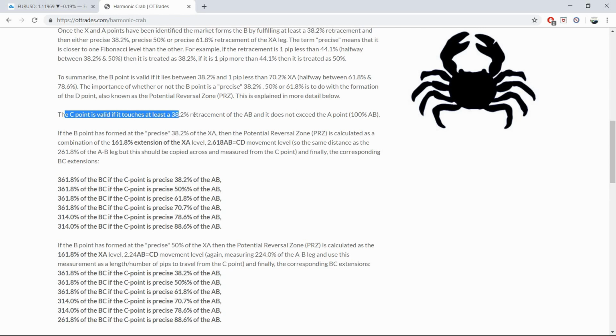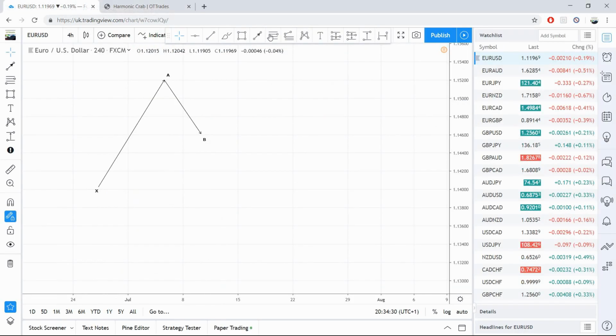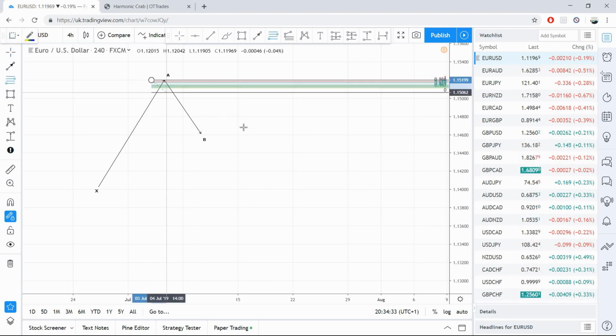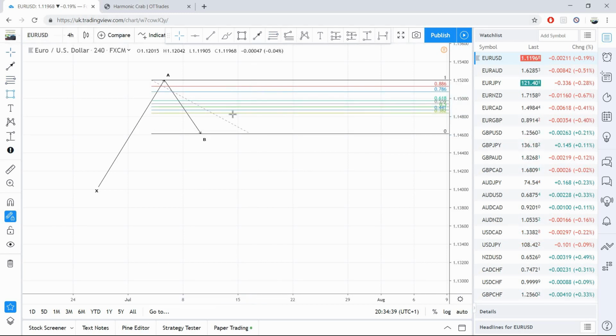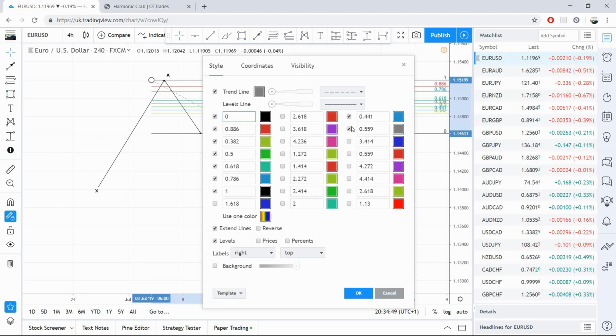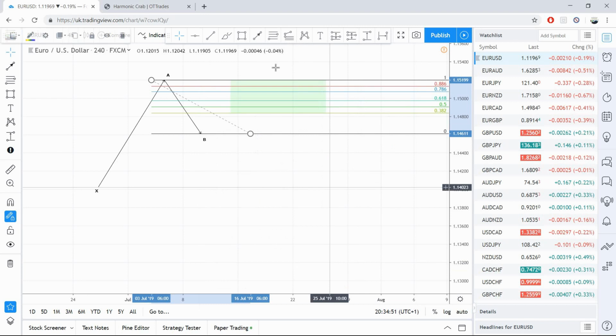C point is valid if it touches at least a 382 retracement of AB and does not exceed A or 100%. Again, this is pretty common for most patterns to be set at this level, 382, and not exceed 100%. So all that means is it's got to form at least from the 382 and cannot exceed a 100%. So the price has got to come within, let's get rid of these to make it a bit more clear, within this green box here.